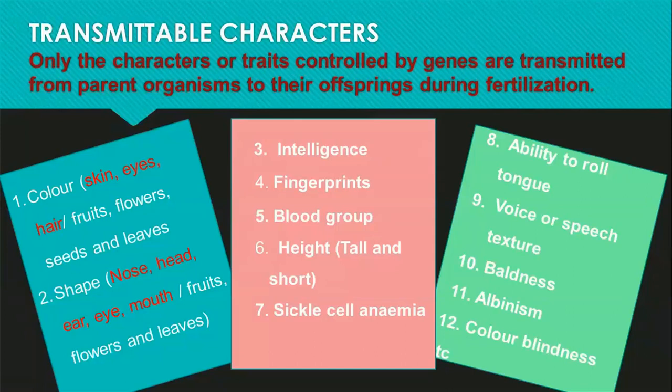Number 4, we have fingerprints. 5, blood group. 6, height. Height can be either tallness or shortness. Some parents are short, so their children too are short. Some are tall, and their offspring too are tall. Number 7, sickle cell anemia. 8, ability to roll the tongue. 9, voice or speech texture. 10, baldness. 11, albinism. And 12, color blindness. We have other characters that can be transmitted.